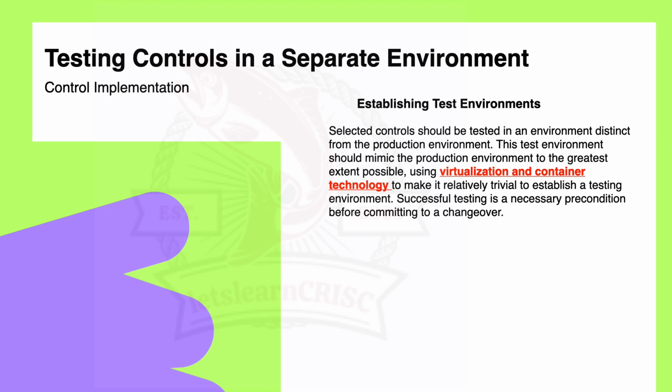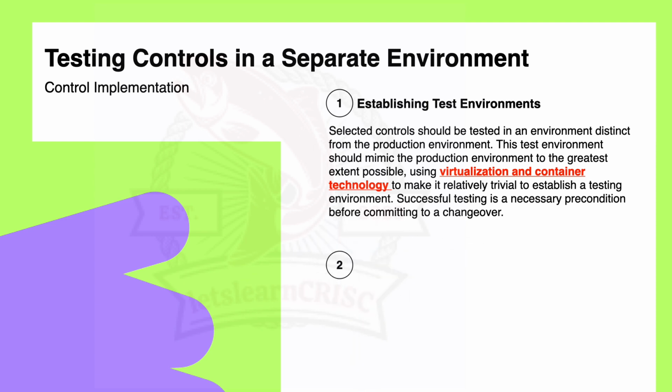It states that the test environment should mimic the production environment to the greatest extent possible, including virtualization and container technology. Friends, using this technology, it is possible to create a virtual copy of the production environment for testing purposes. For example, in the context of a software update, virtualization allows you to create a fake environment that behaves like the real one. It's like rehearsing a play before the actual performance, so you can identify and fix potential issues before they impact the live system.